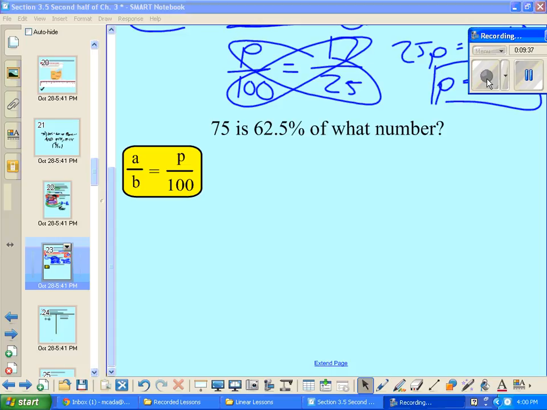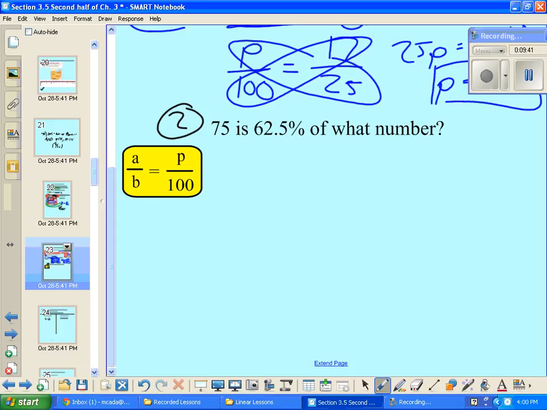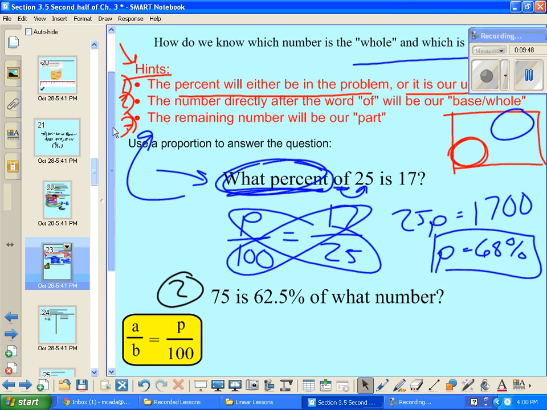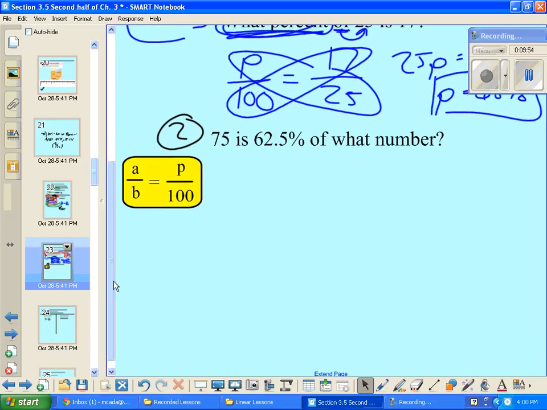Going through another example. So we'll call this example number 2 here. 75 is 62.5% of what number? Again, using my hints from above, these will help us to set up one of these problems. Hint number 1 said the percent will either be in the problem or it's our unknown. In this particular problem, the percent is right there, 62.5%. So I can pick that information off right away, and that's going to be going for P in my proportion. So in this case, it's just 62.5. The percent's always over 100, so 62.5 out of 100.